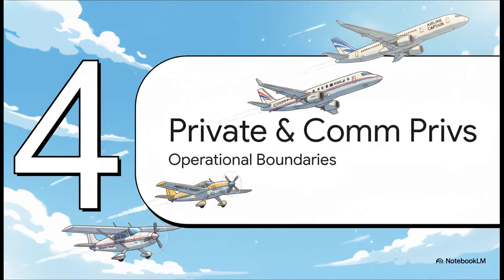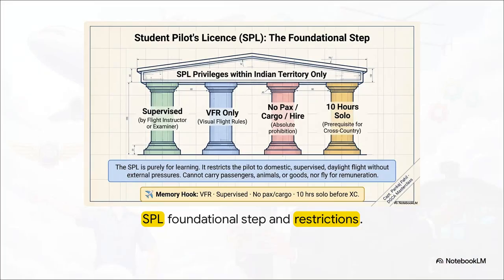Next up, Module 4, private and commercial privileges and their operational boundaries. Your very first step on this journey is the SPL. The concept here is that this license is purely for learning and strictly within Indian territory. There are 4 main pillars to how this is applied. 1. VFR only, meaning visual flight rules. 2. You must be supervised by an instructor. 3. An absolute categorical prohibition on carrying passengers or cargo.